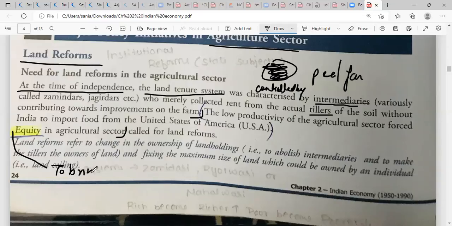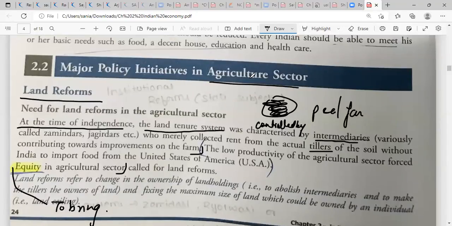Okay. Now, how will you write it? First, you will write agriculture sector, or you can write major policy initiatives in the agriculture sector. And you'll write first, land reform. And then you'll write a hashtag: why need for land reform in agriculture, or you can write why there was a need for land reform in the agriculture sector. Then first point, then second and third.